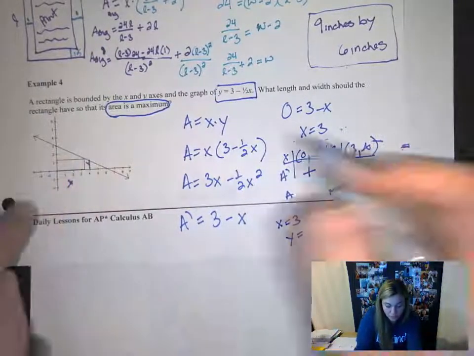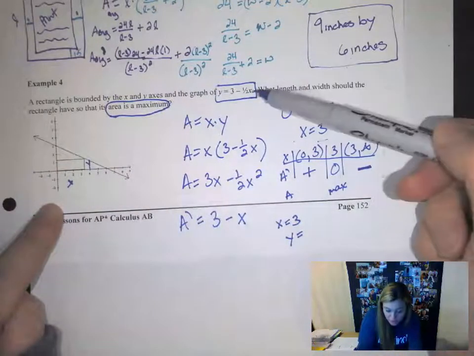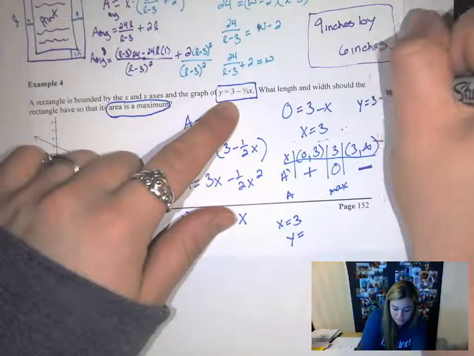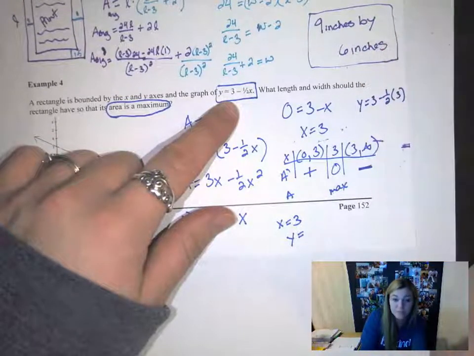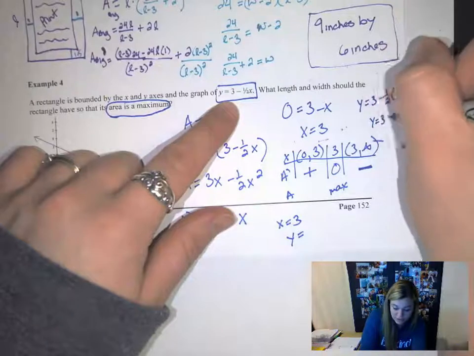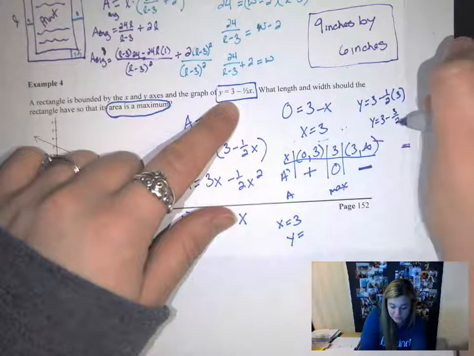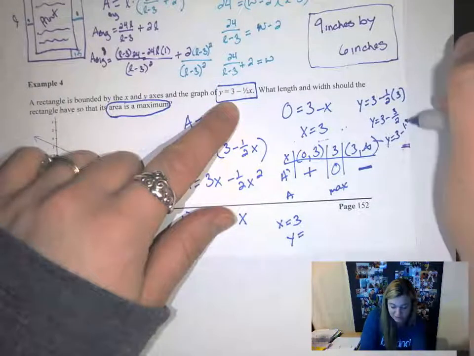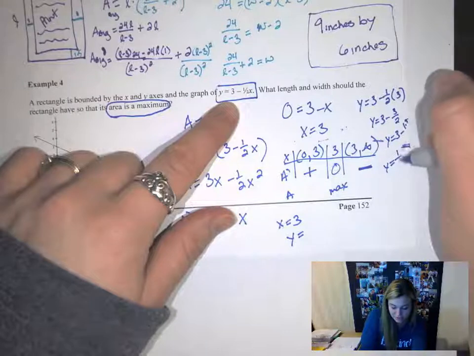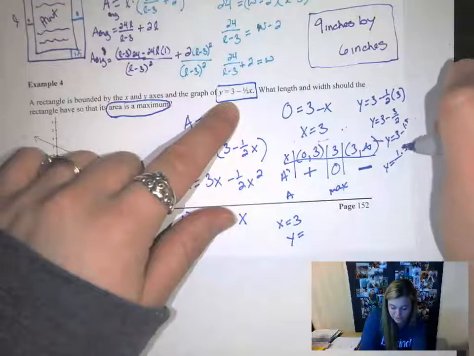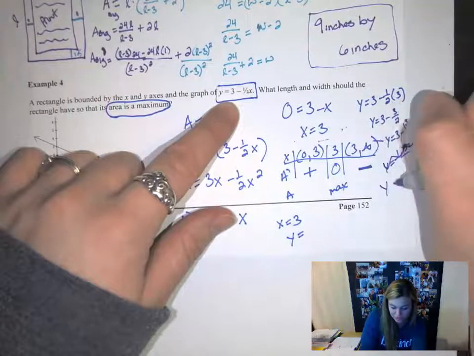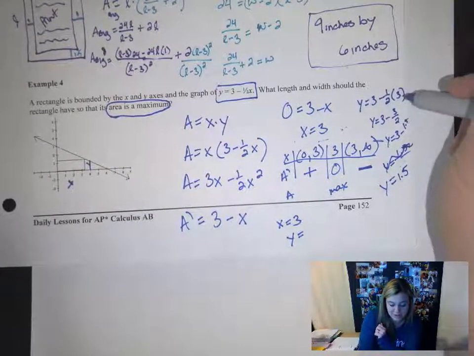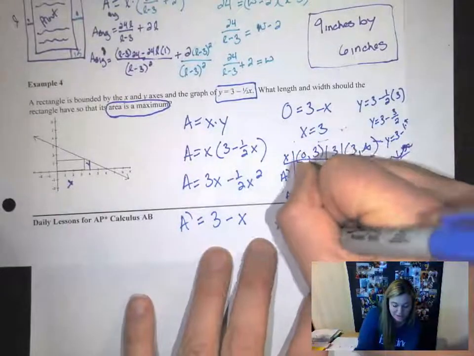But what should y be? Well, we know y is equal to 3 minus 1/2 x. y is equal to 3 minus 3/2. y is equal to 3 minus, instead of 3/2, I'm going to think about it as 1 and 1/2. That means y is, I wrote that weird, 3 minus 1 and 1/2 is just 1 and 1/2. Or I could have said this was 6/2 minus 3/2, which would be 3/2.